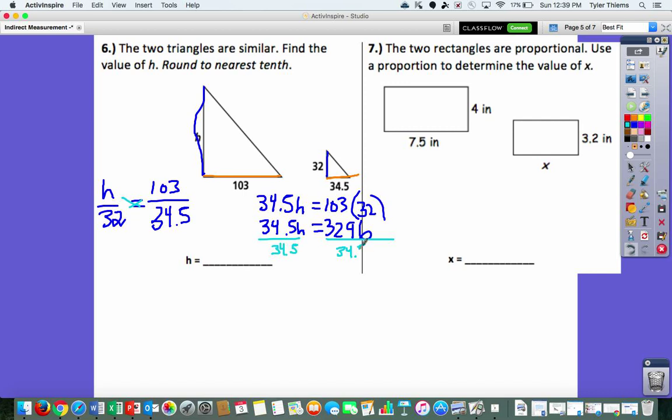Remember, there's always a balance line that goes through these, so there's really like a balance line that goes right in the middle. And then we can get h is equal to, when we divide 3,296 divided by 34.5, we should get 95 and a half. And that would be our answer. Whoops, 95 and a half. I'll write my answer in purple here. 95.5.